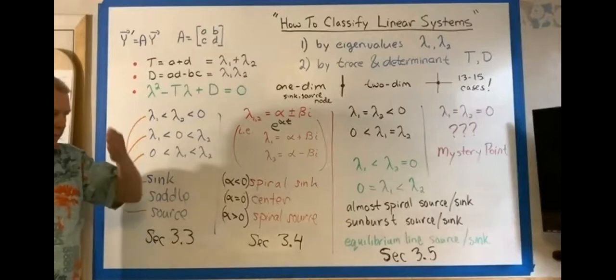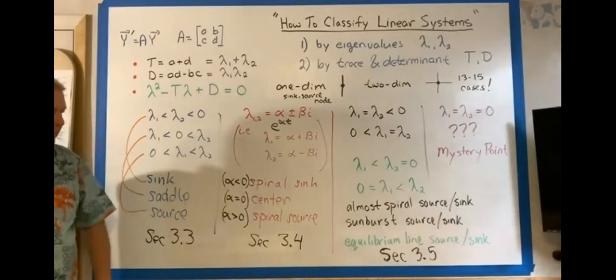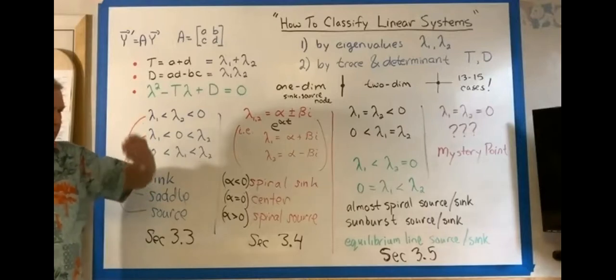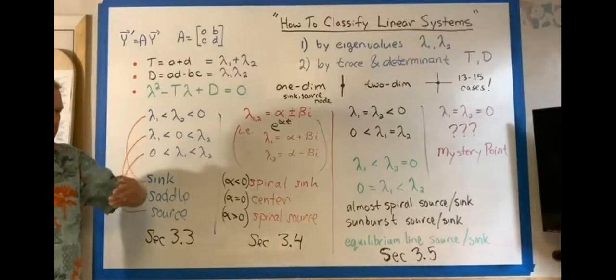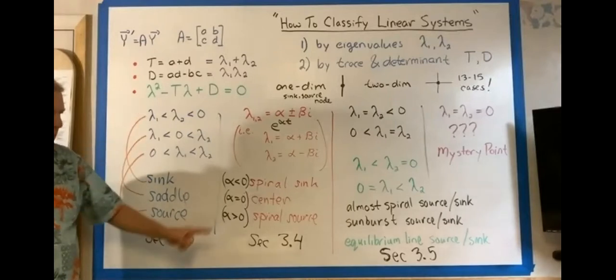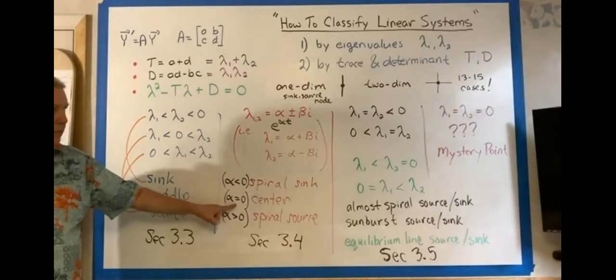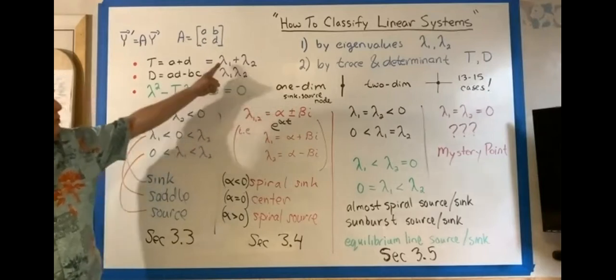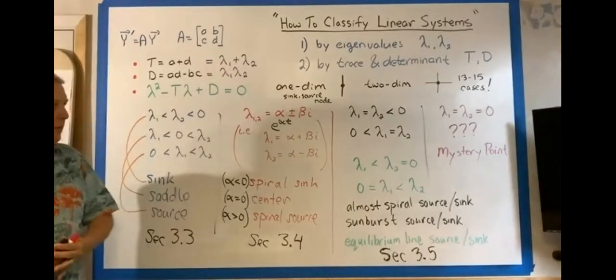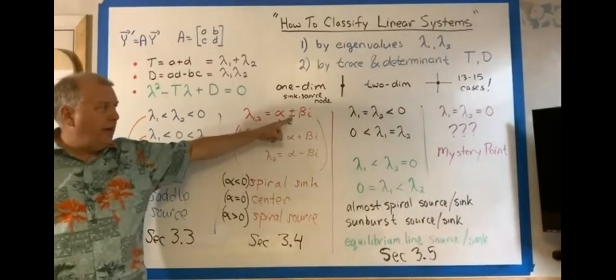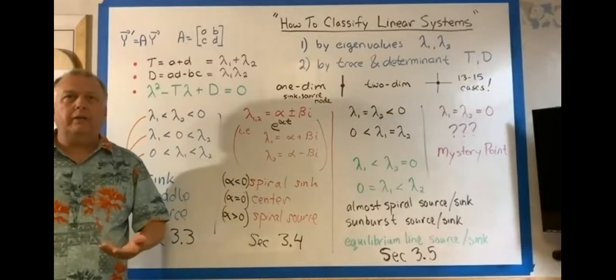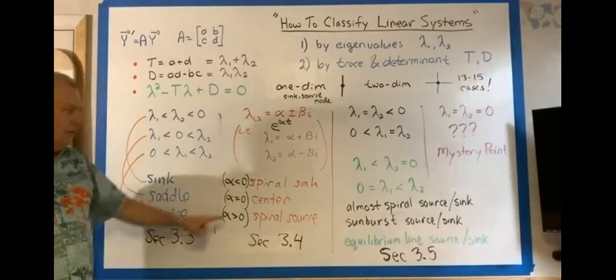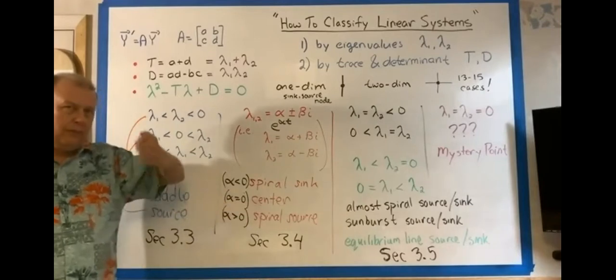The center was that vertical positive D axis. Notice, by the way, the center, the vertical positive D axis, determinant axis, is when trace is zero. Why is trace zero for the center? Because the alpha is zero. And what is trace? Alpha one plus alpha two. So if alpha is zero and you add plus beta i and minus beta i, what do you get? Zero. So the center is naturally the place where the trace is zero.